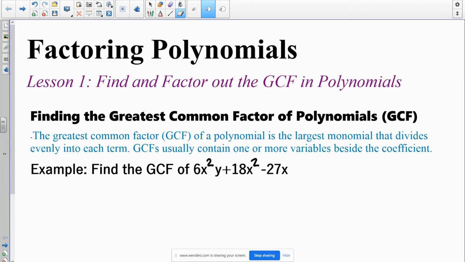The greatest common factor, the GCF of the polynomial, is the largest monomial that divides evenly into each term. And the key here is evenly. There's no remainder. I'll show you that in this example. The GCF usually contains one or more variables beside the coefficient. Remember, the coefficient is the number in front of the variables. So it usually has a number in front of one or two variables, and that's the monomial, so one-termed.